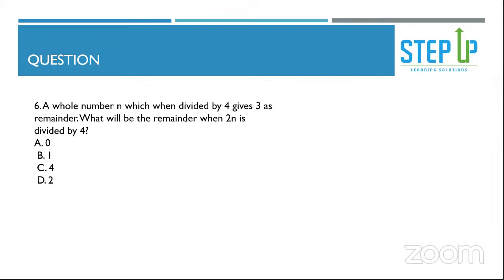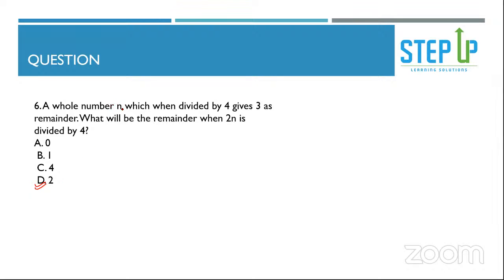A whole number n, which when divided by 4 gives 3 as the remainder. So what number will give you 3 as the remainder? I can say 7. So let's say n is 7. If n is 7, what will be the remainder when 2n is divided by 4? So 2 into 7 is 14. When 14 is divided by 4, my remainder will be what? 2. So the answer is 2.